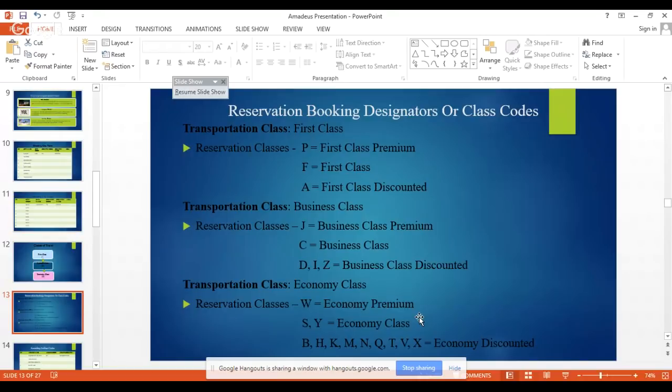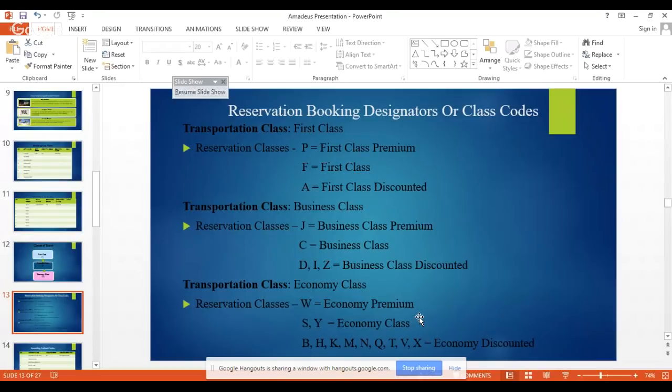Now, the first one we're talking about is P, which is first class premium. Then next to that is F, which is first class. And last to that is A, that is Alpha, which is first class discounted. That is, we have first class premium, we have first class, and we have first class discounted. You might be traveling on, let's say, first class. There are different types of first class. We have the first class premium, we have the first class, and we have the first class discounted. The cost of each is different from one another.